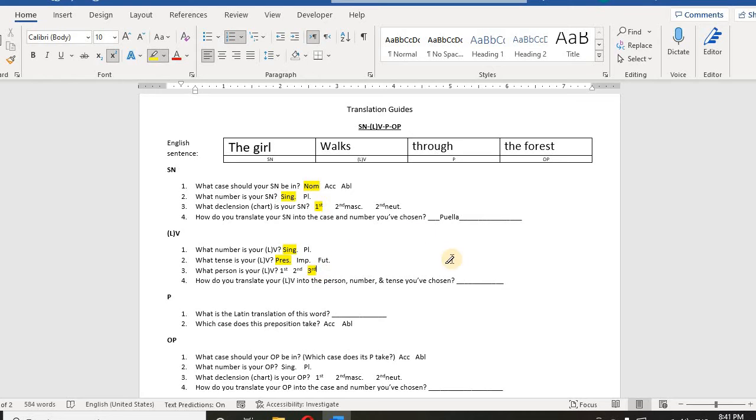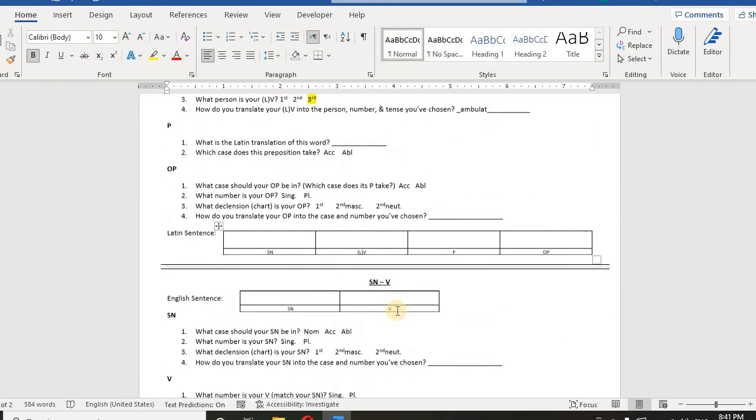Okay, now I just need to take the word for walk, which is ambulo, ambulare, and add my third person present tense singular ending. So present tense is -t. That means I'm going to take ambulo and change it to ambulat. Now I'm done with my verb. So the girl walks, puella ambulat.